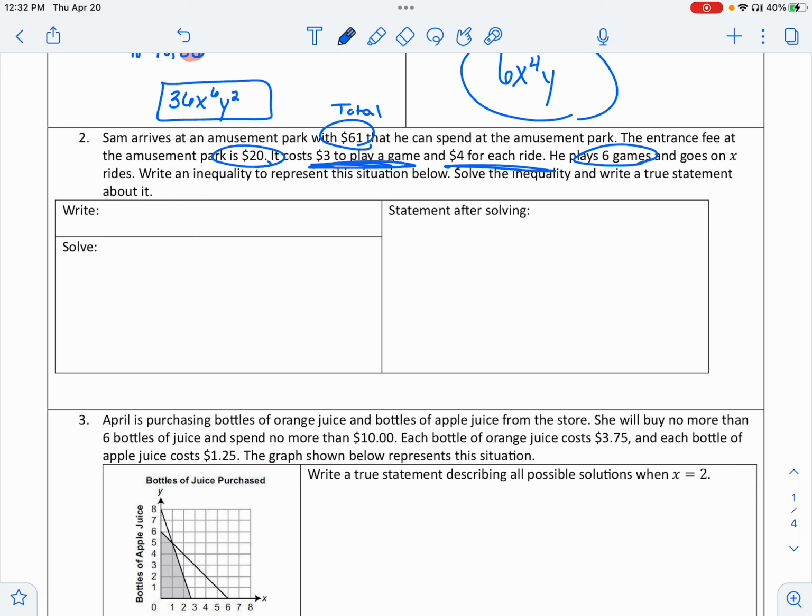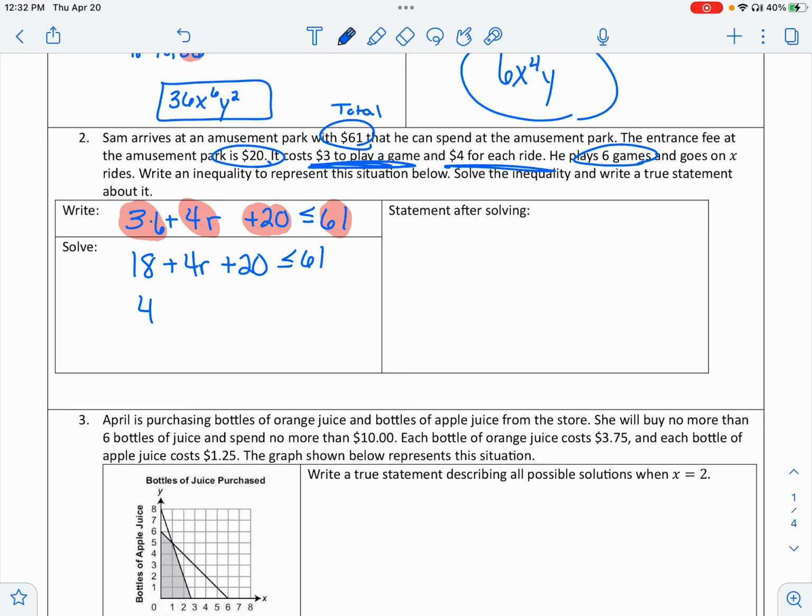Solve the inequality. Okay, so the total is 61. So I know he has to spend less than or equal to $61. That's going to include the $20 fee for going in the park. It's going to cost $3 to play every game and $4 for every ride. But I do say he plays 6 games. So I'm going to get rid of this G that you see. I'm going to replace it with a 6. So there's my inequality. This represents the games. This represents the rides. And this represents the entrance fee. And this represents how much money he has. So that's going to be 18 plus 4R plus 20 is less than or equal to 61.